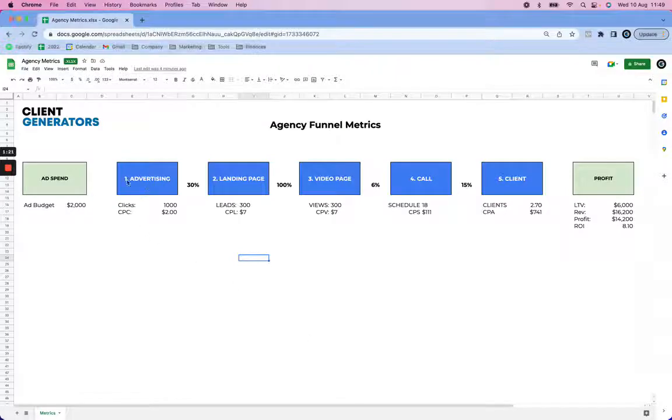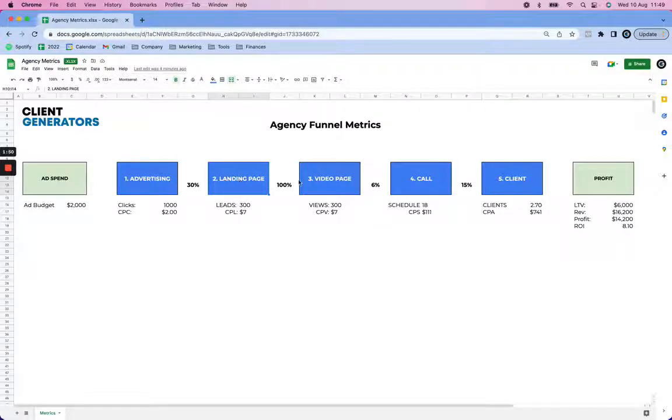So obviously you'll have ad spend, and then you will put that ad spend into an advertising platform. For most people, it's going to be either YouTube ads or Facebook ads. Those ads are going to send people to a landing page. This landing page is basically going to ask them to opt in with their email address to get more information.